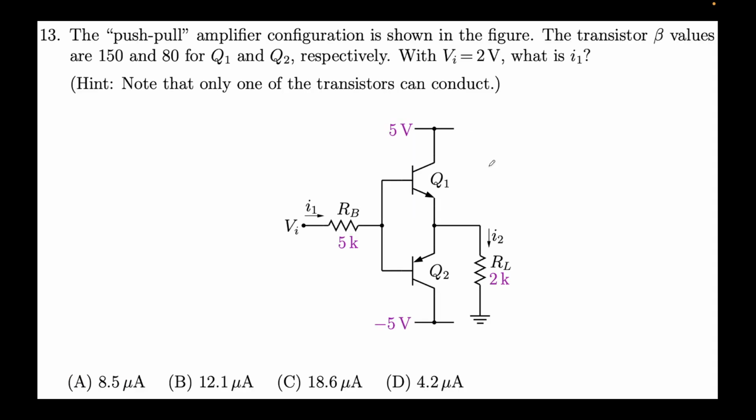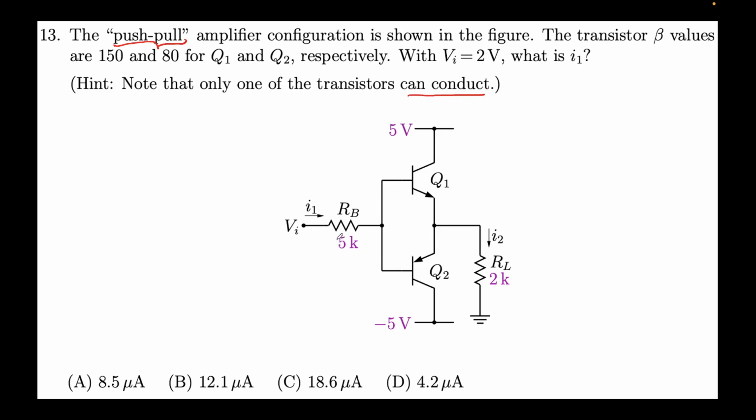Okay, so this question says the push-pull amplifier configuration is shown in the figure. So this is a push-pull amplifier. Why this weird name, push-pull? Because the hint says that only one of the transistors can conduct. So at any given point of time, only one of these transistors will be conducting.